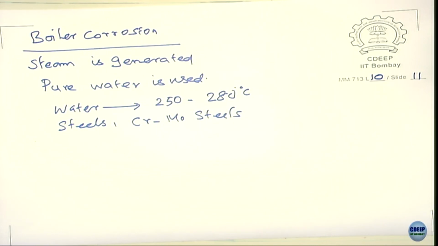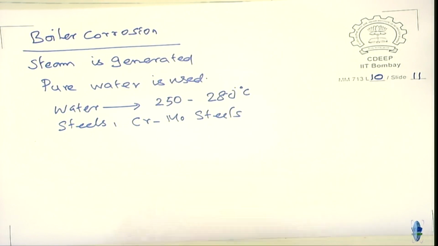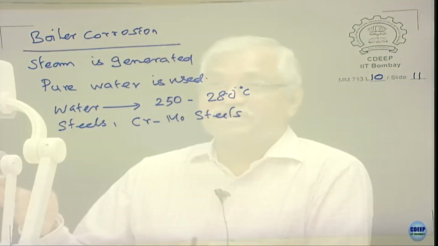Now, if you look around, steel just exposed to atmospheric conditions, to water, corrodes heavily, right? At that temperature, 250 degrees Celsius, 280 degrees Celsius, with water, the boilers are supposed to not corrode. In fact, the boiler's life is about 25 plus, 30 plus years. Some of the power plants like to run it for 40 years. So for 40 years, the tube is supposed to undergo no corrosion at all, or minimal corrosion.